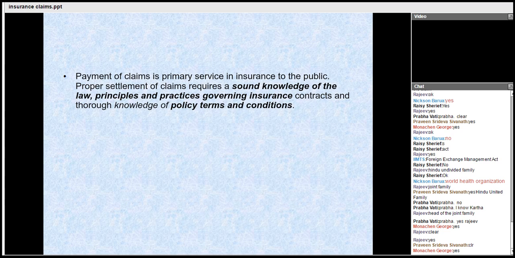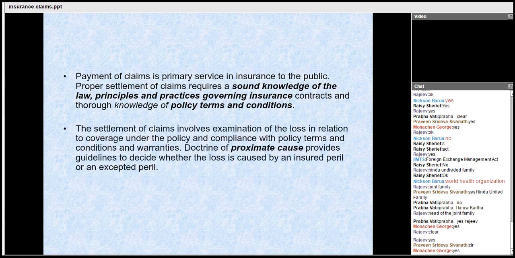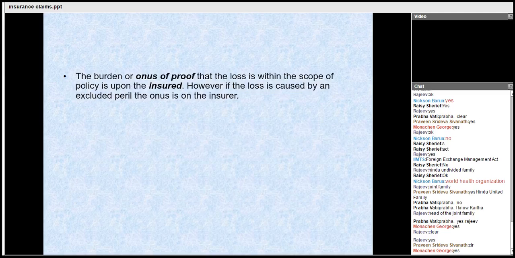Payment of claims is the primary service insurance provides to the public. Proper settlement of claims requires a sound knowledge of law, principles and practices governing insurance contracts and thorough knowledge of policy terms and conditions. The settlement of claims involves examination of coverage under the policy in compliance with policy terms and conditions and warranty. The doctrine of proximate cause provides guidelines to decide whether the loss is caused by an insured peril or an excepted peril.